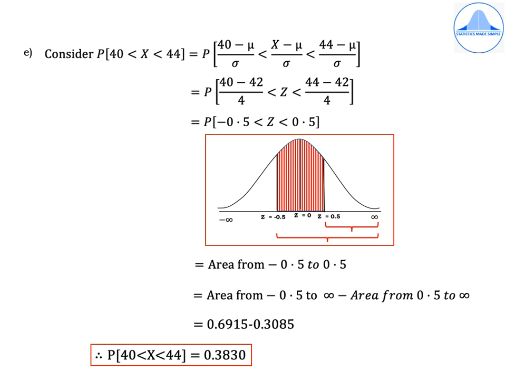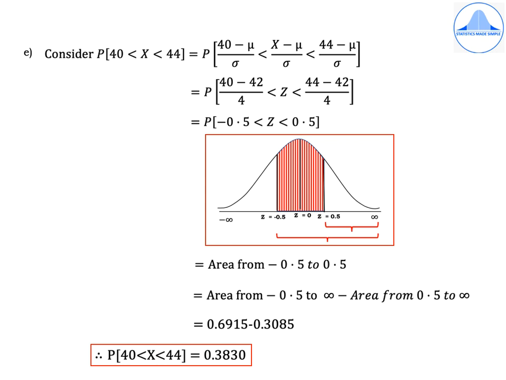Now what is mu? Mu is 42, sigma is 4, and you know that (x minus mu)/sigma is z. So substitute all these values. So the next step will be probability of (40 minus 42)/4 is less than z is less than (44 minus 42)/4. So on simplification, you will get the third step as equal to probability of minus 0.5 is less than z is less than 0.5. So similar kind of problem I have explained in my previous video in the example.